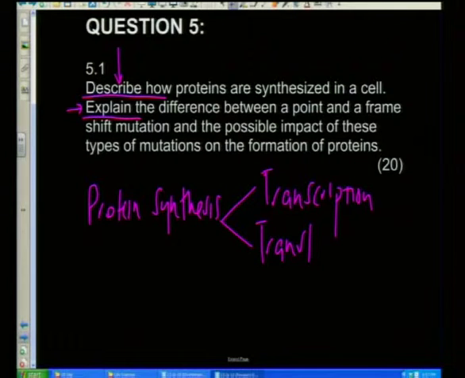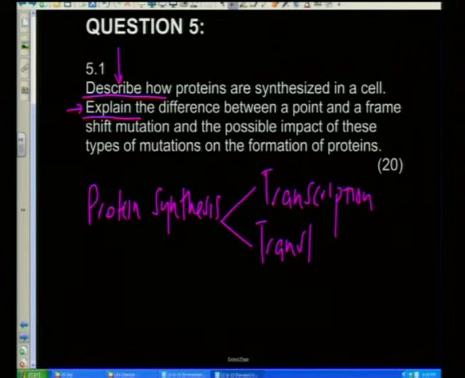Okay? From there, you will talk about the point and a frame shift, which we've already done. What's the difference between a point and a frame shift? And the last part, you will talk about if a point mutation takes place, how does this impact on the formation of proteins? And if the frame shift takes place, how would this impact?